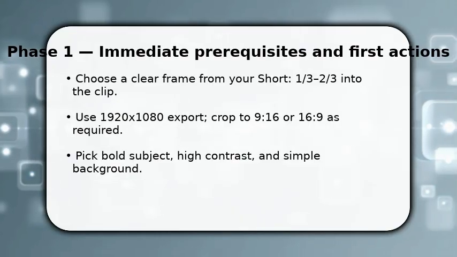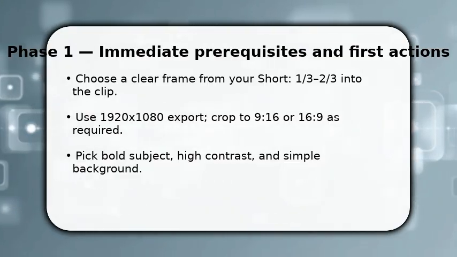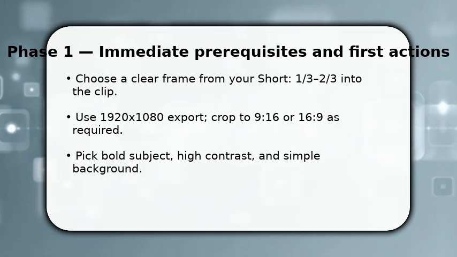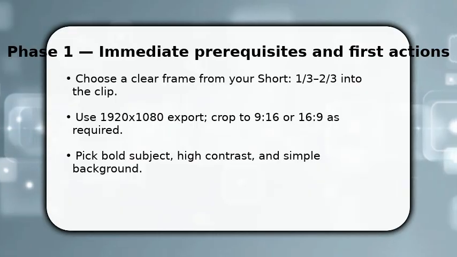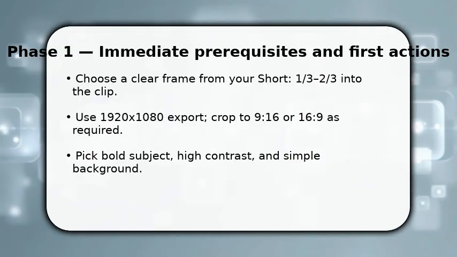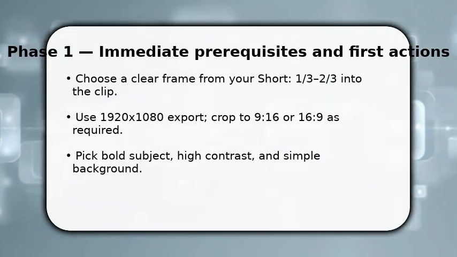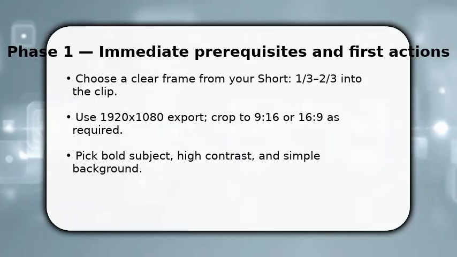You begin by picking the strongest frame, pause the shot where the subject looks active and clear. Once selected, export that frame at full resolution, 1920 by 1080, so you have room to crop and scale. Make sure to prioritize contrast and isolation of your subject because thumbnails work at glance. Bold, simple images read better.